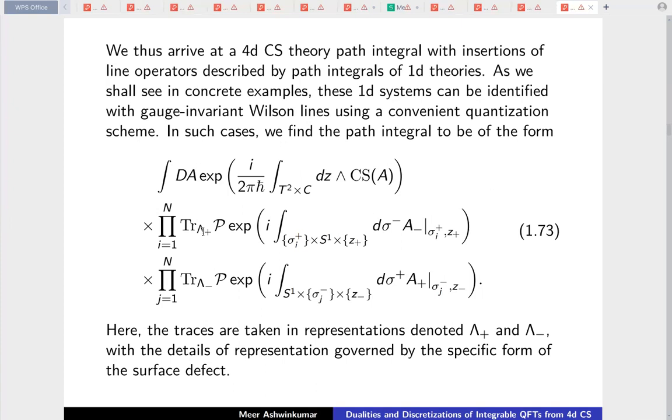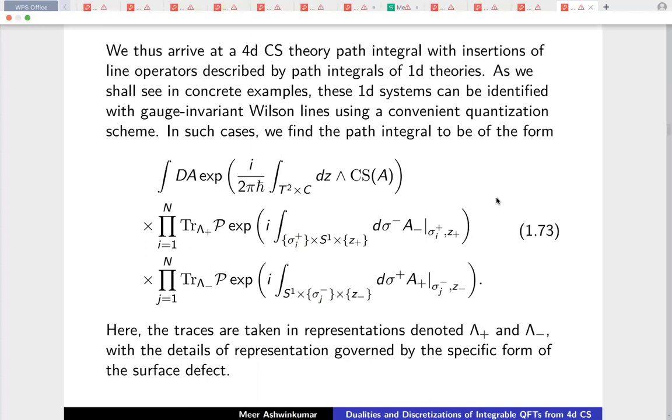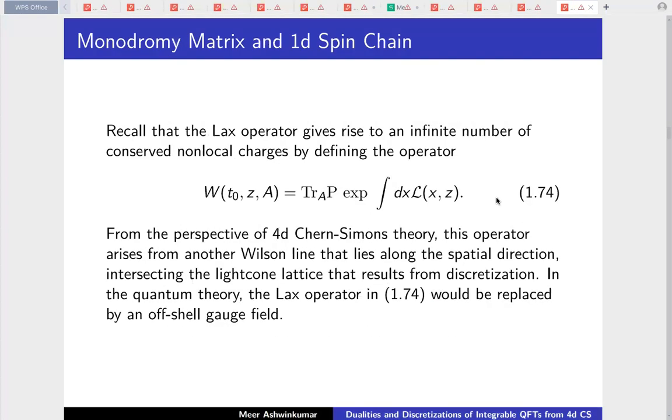And there are some details, like, for example, there are some representations of the Wilson lines, and this depends on the specific form of the surface defect in question.